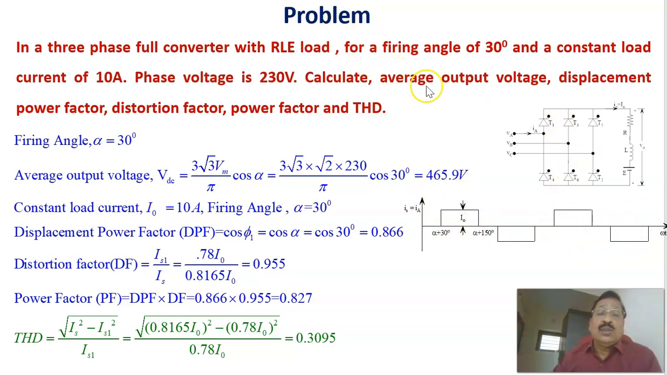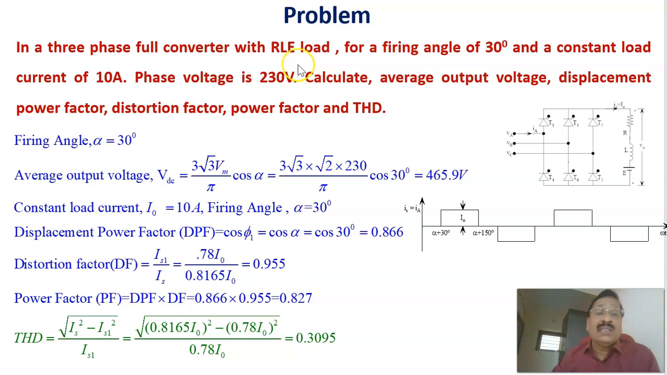First, the question is what is the average output voltage? As you know, we have already derived the equation for the average output voltage, which is equal to 3 root 3 Vm by pi into cos alpha, or 3 VML by pi cos alpha. Here, Vm is the maximum phase voltage.